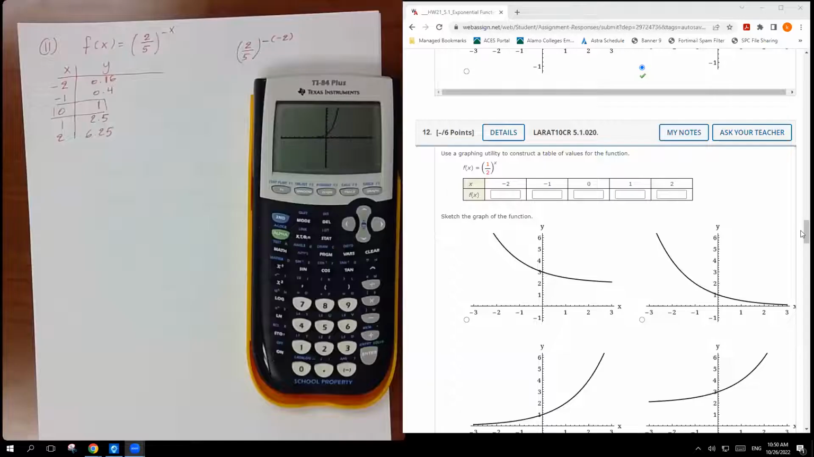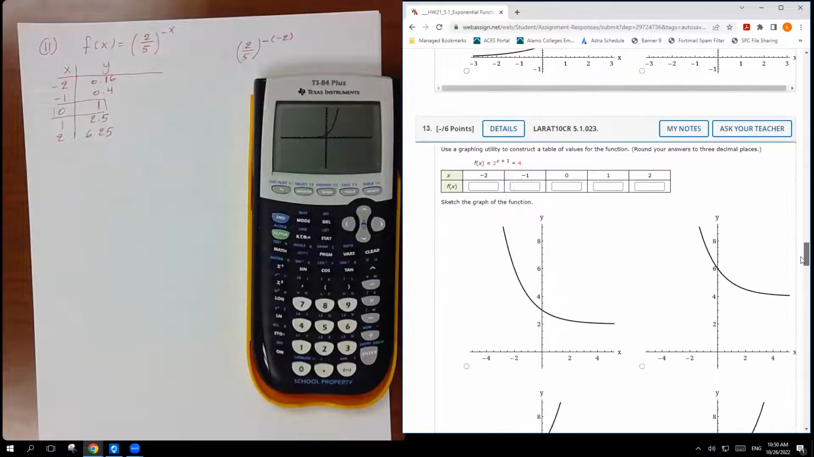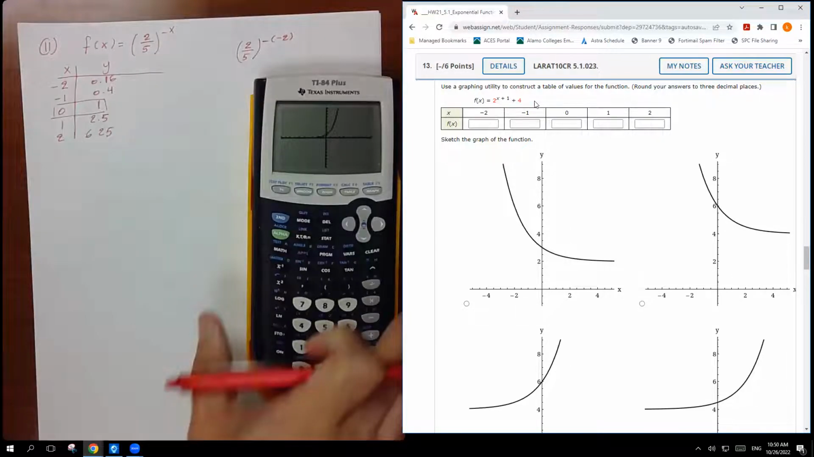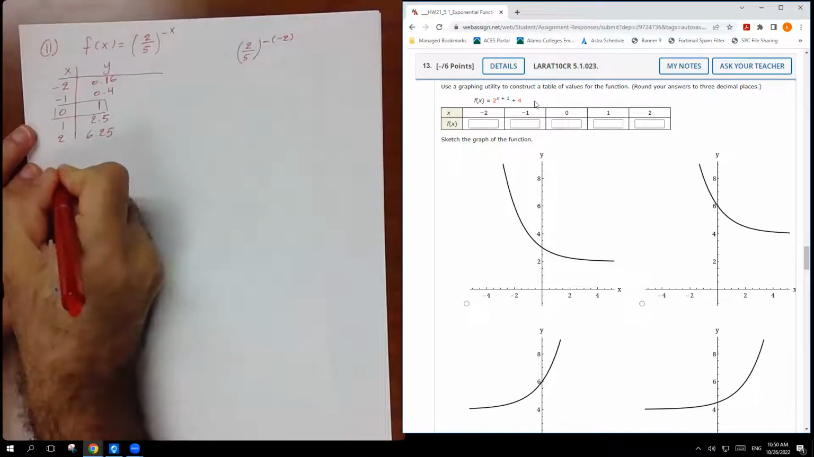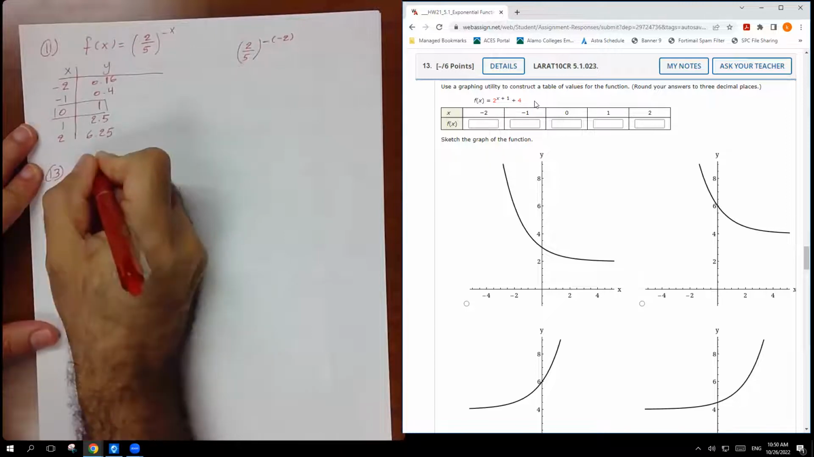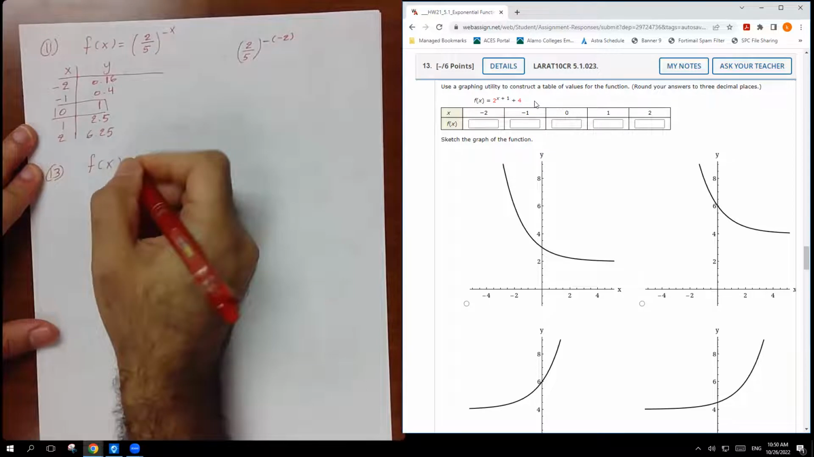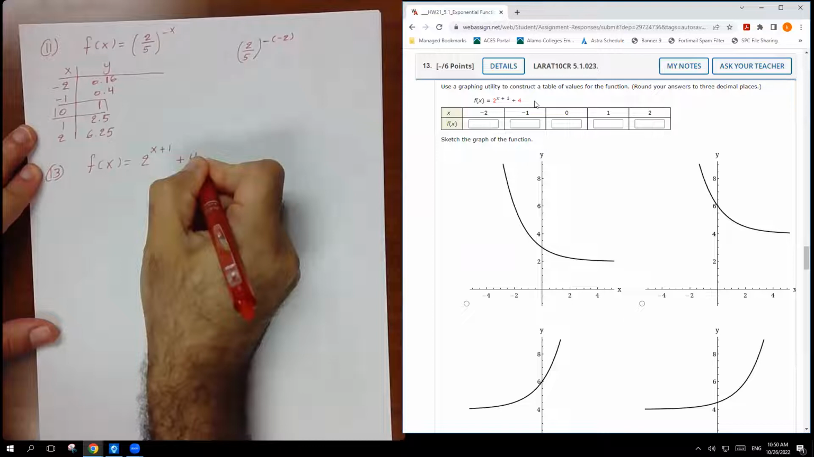Example 12 is going to be the same thing. Example 13 is exactly the same thing, but now we have a different type of function. So be careful here, because +4 is not an exponent. When you graph example 13, f of x is going to be equal to 2 to the x plus 1, plus 4. Plus 4 is not an exponent.